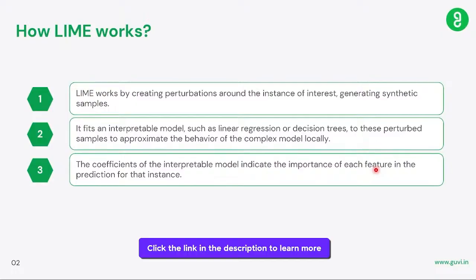In summary, LIME works by generating synthetic samples around the instance of interest, fitting an interpretable model to the samples, and using the coefficients of the interpretable model to understand the importance of each feature in prediction for that instance. This approach enables us to gain insights into the inner workings of complex machine learning models at a local level, enhancing our understanding and trust in their predictions.